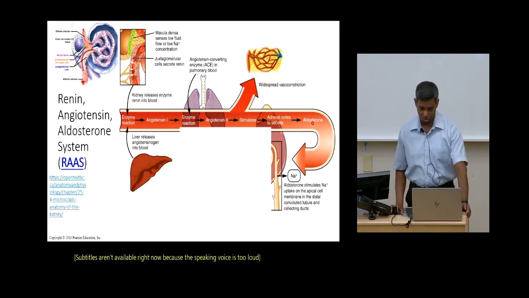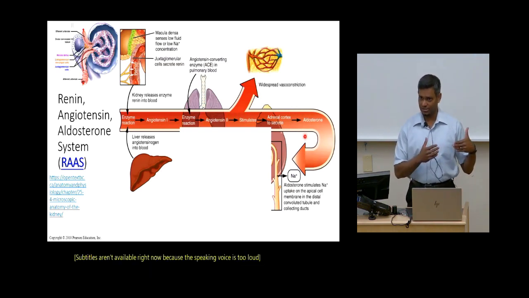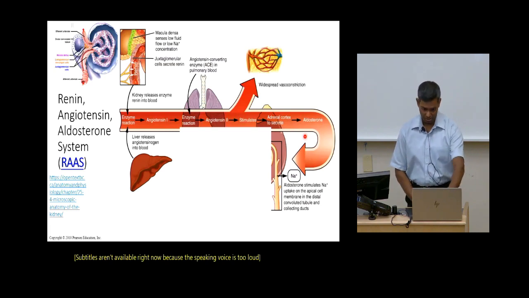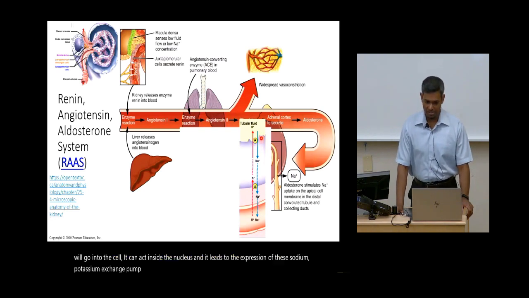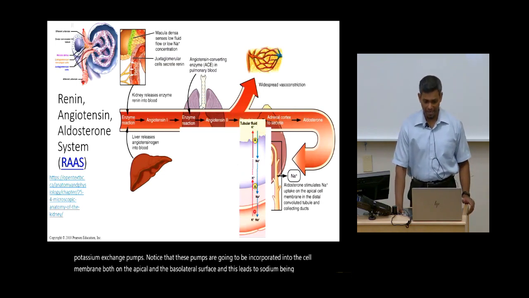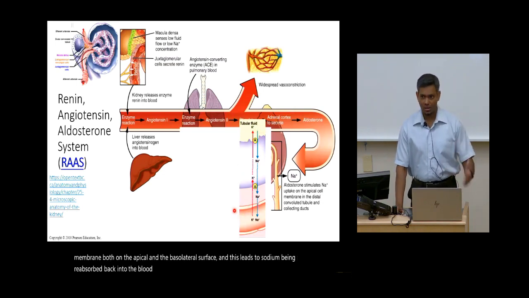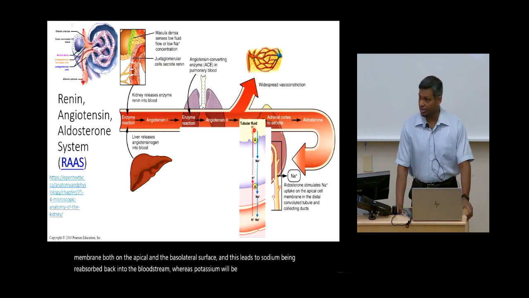I told you this is a steroid hormone which will go into the cell, it can act inside the nucleus, and it leads to the expression of these sodium potassium exchange pumps. Notice that these pumps are going to be incorporated into the cell membrane both on the apical and the basolateral surface, and this leads to sodium being reabsorbed back into the bloodstream, whereas potassium will be excreted into the tubular fluid to be lost in the urine.